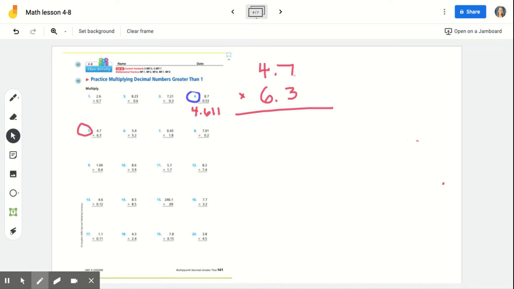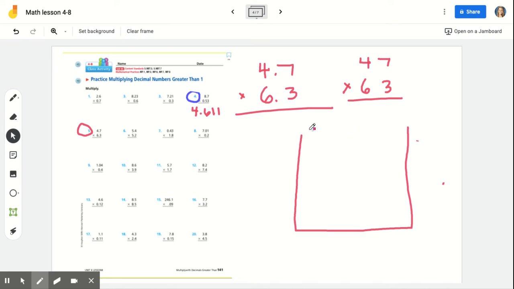Remember, our first step is we're going to ignore the decimals and rewrite it as a whole number and then solve and then deal with the decimal places later. So rewriting the problem without decimals gives us 47 times 63. Go ahead and write that out on your whiteboard. We're going to use place value rows to solve. So on your whiteboard, fairly large rectangle, go ahead and draw it out.